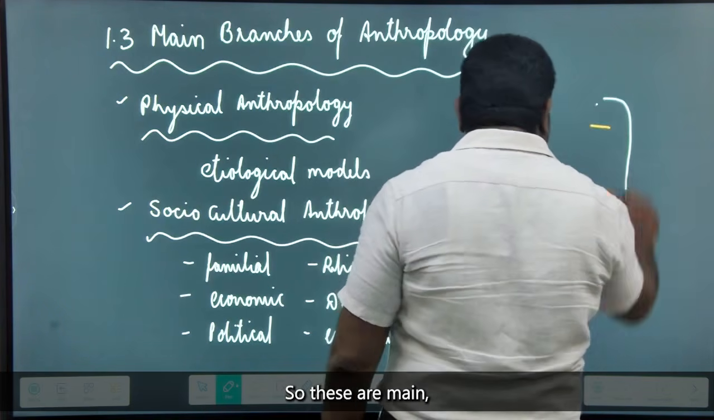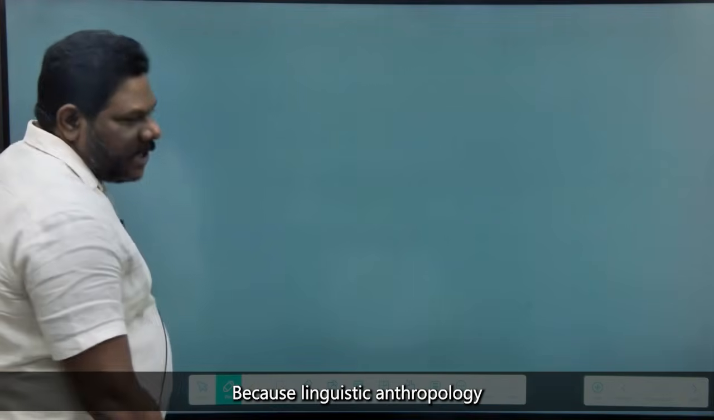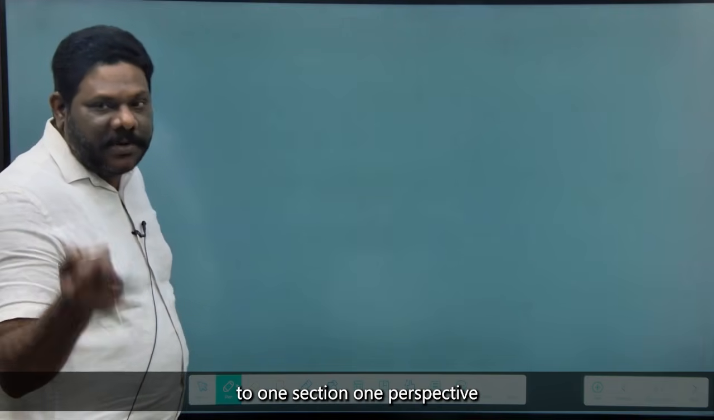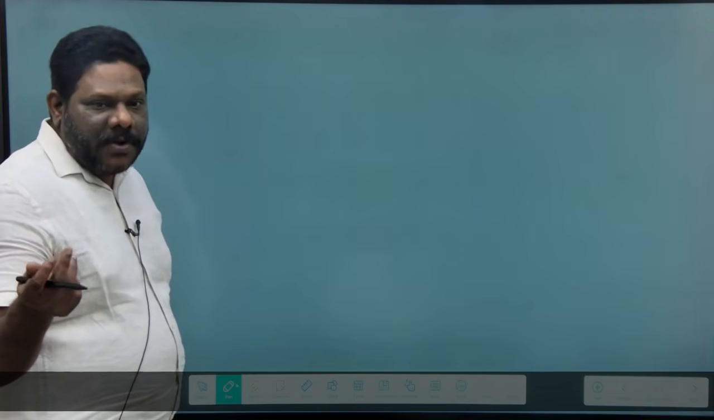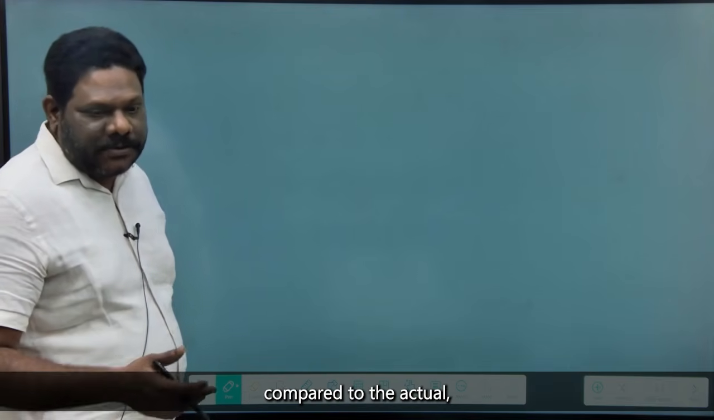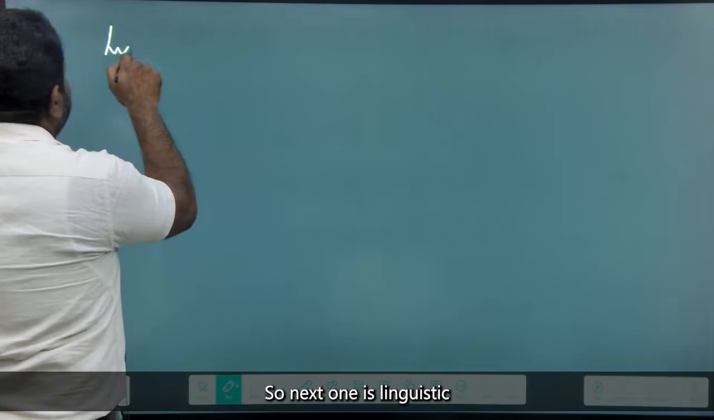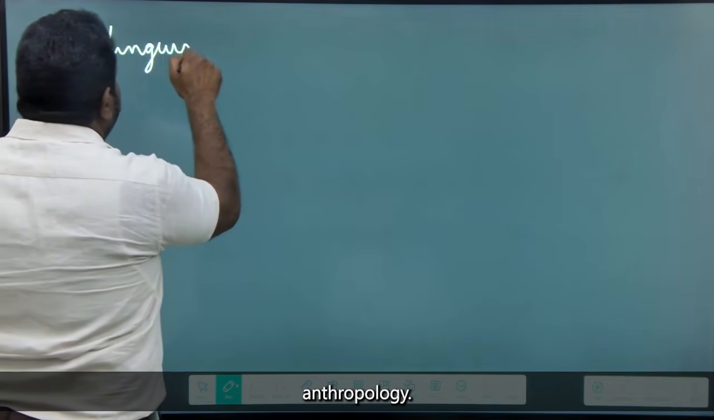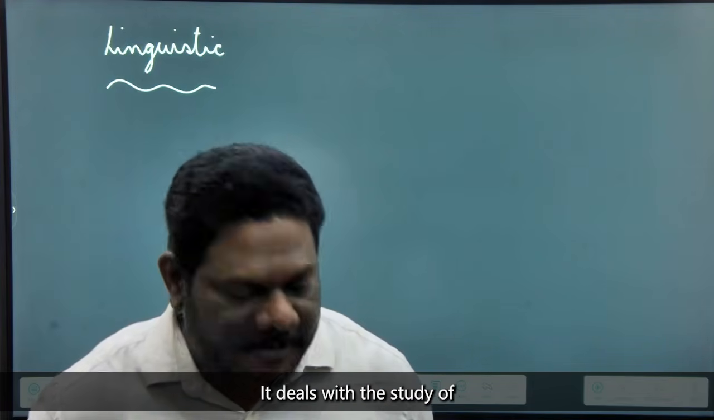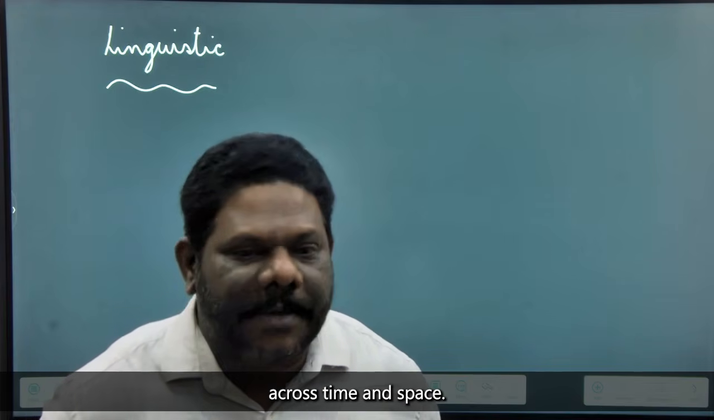So these are the main ones. The other aspects we study are minor, because linguistic anthropology we are studying in only chapter 7, and archaeological anthropology we are studying in 1.8, that too one section, world perspective, and 1.1, 1.2, 1.3 is very brief compared to the actual reality. What you have in the syllabus is very little. So next one is linguistic anthropology. It deals with the study of linguistic aspects of human beings across time and space.